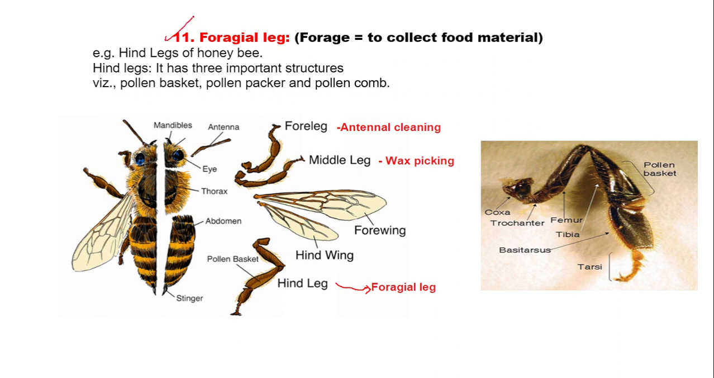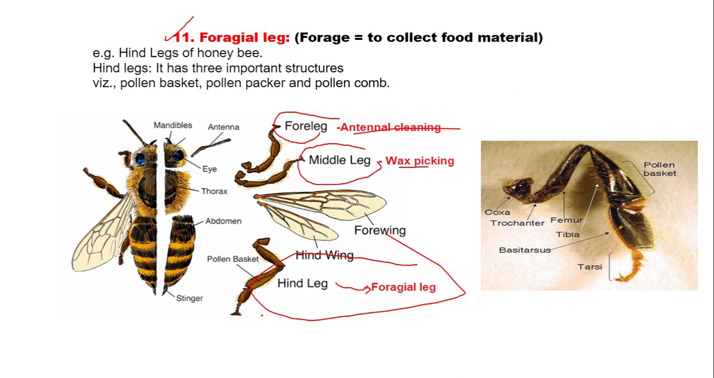Foraging legs. These are the food collecting legs. The hind legs of honeybees are the foraging legs. In honeybees, the fore legs are useful for antennal cleaning, mid legs are useful for wax picking, and hind legs are useful for food collection. The hind legs of honeybees are provided with the pollen basket, pollen packer, and pollen comb.